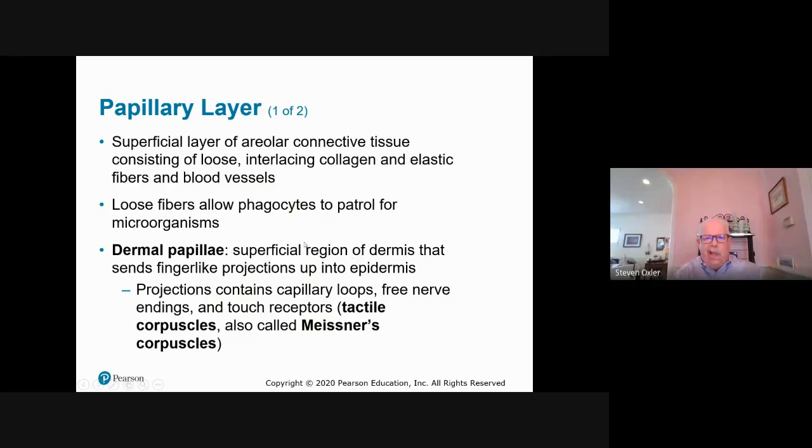The papillary area has what we call inside of it dermal papillae, finger-like projections that contain capillaries, that contain nerve endings, that contain touch receptors. And these touch receptors are tactile corpuscles, also known as Meissner corpuscles, in the papillary layer of the dermis.